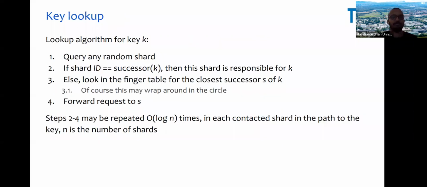To perform a key lookup using the protocol, a client would first send the request to a random shard. If the shard's ID is equal to the successor of key k, then the shard completes the request by retrieving the value corresponding to the key k. If the key isn't found in the shard, it uses the finger table to look for the closest successor of key k and forwards the request to the corresponding shard. In the worst case, the protocol steps are repeated order of log n times, where n is the number of shards. Next, let's look at an example to see how this works.